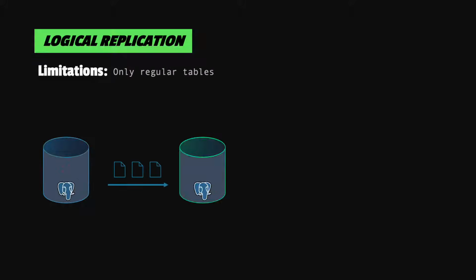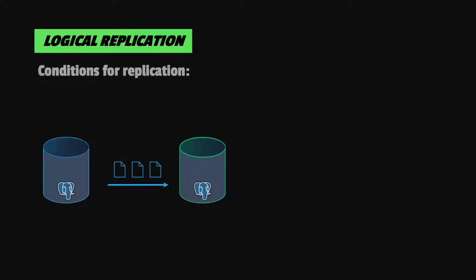Replication is supported only for regular tables. Starting with PostgreSQL 13, partition tables are also supported, but other types of relations, such as views or materialized views, will result in an error when trying to replicate them.